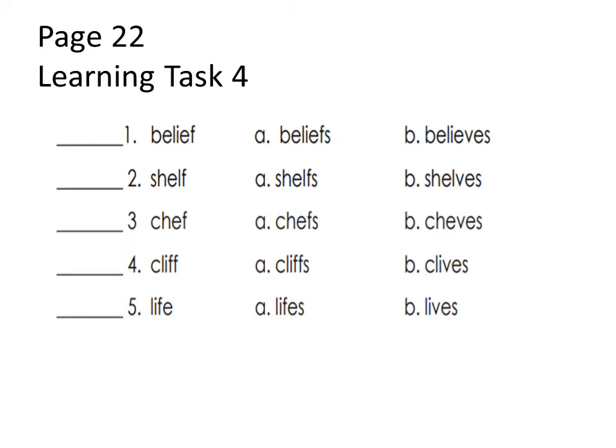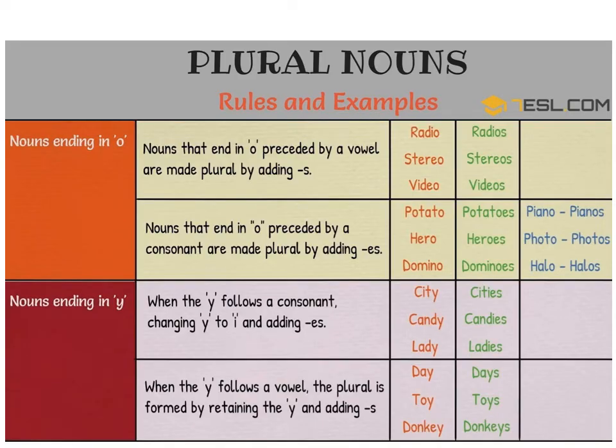Now let's answer. Number 1, the correct answer is A, believes. Number 2, the correct answer would be B, shelves. Because the rule would be if it's F, you change the F and then add VES. The next one, number 3, chefs. The correct answer is A, chefs. Okay, because chef is an exemption to the rule. Number 4, cliff. The correct answer is A, cliffs. Okay, because it's double F, we just put S. Number 5, life. The correct answer would be lives. Great. Now let's go to another one.